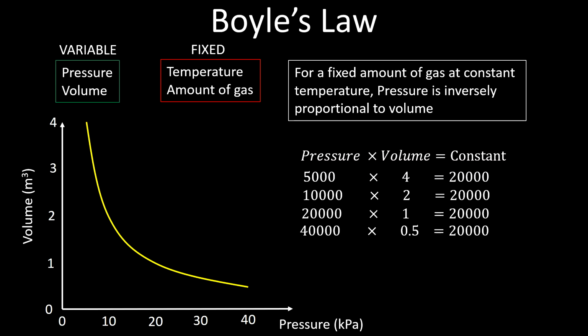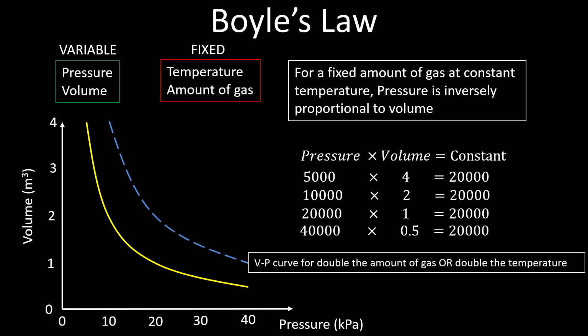volume variation for a gas in a different situation. So this yellow curve is for one particular temperature and one particular amount of gas. If we were to double the temperature or the amount of gas, we'd get this dotted blue line here, which is the same shape but higher up the graph. Kind of makes sense. If we have more gas, the volume is going to be larger, okay, at all points.